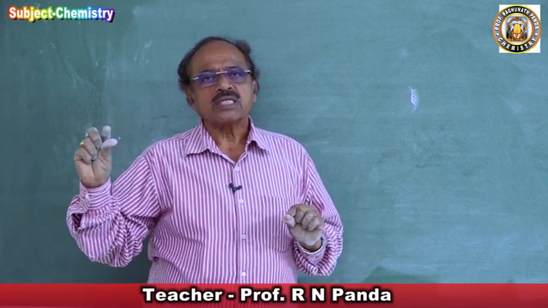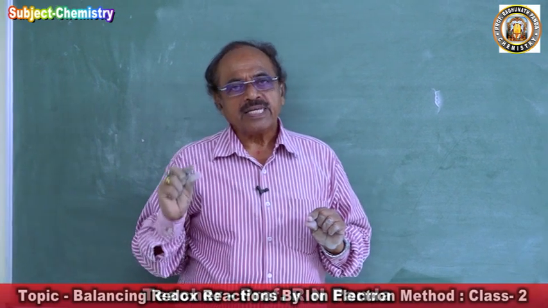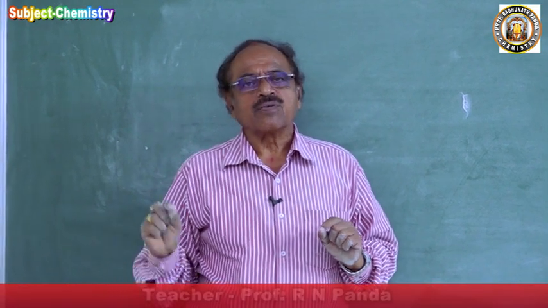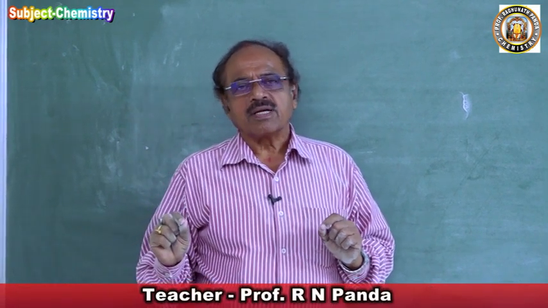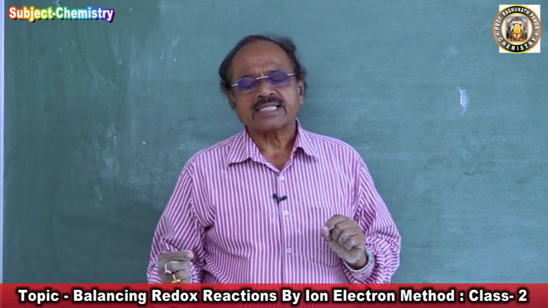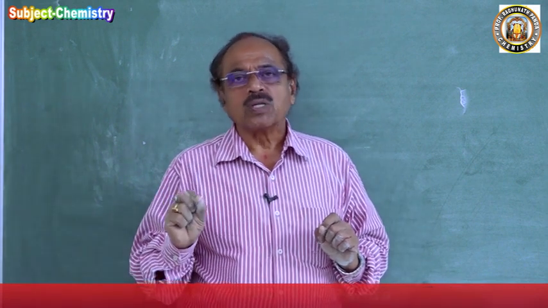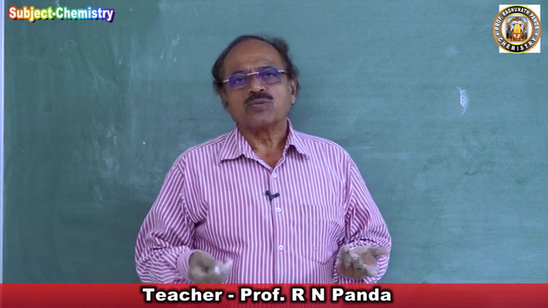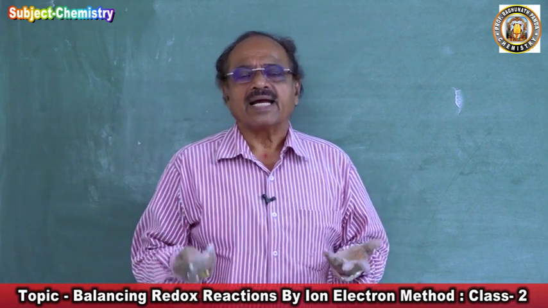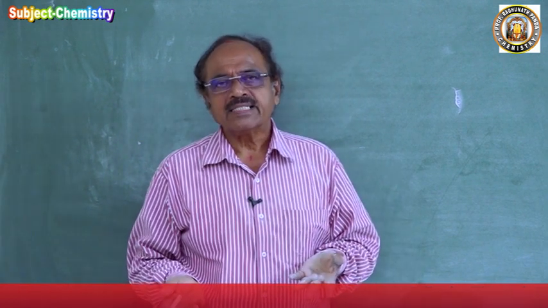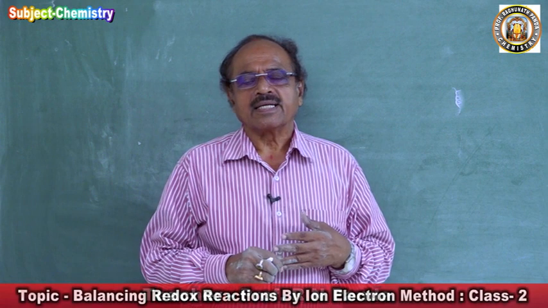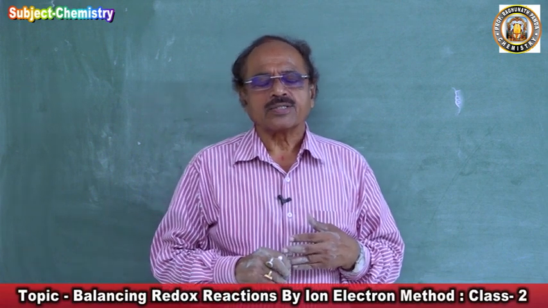Now the number of electrons lost in the oxidation half reaction should be equal to the number of electrons gained in the reduction half reaction. So balance the electrons of the oxidation and reduction half reactions by multiplying with simple whole numbers if required, and add the oxidation and reduction half reactions to cancel out the electrons. That will be the form of the ion electron method of balancing.